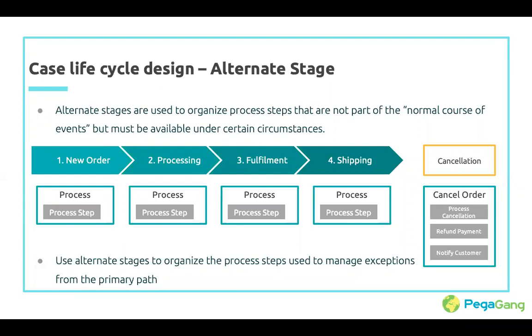Do I really need this item? So there could be numerous reasons for canceling the order, right? That is where you need to design your application in such a way. How am I going to handle my alternate stages? So this is one slide which explains how to get into alternate stage understanding.